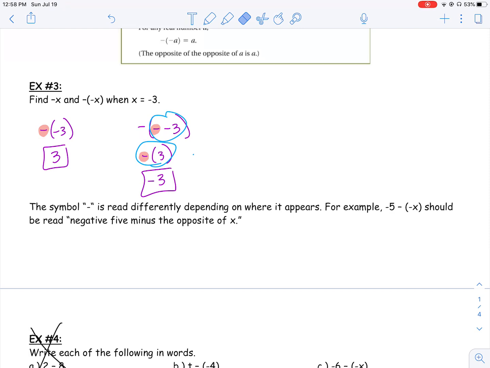All right, make sure that you practice those opposites or additive inverses, because we're going to use that idea to help us with subtracting positive and negative numbers.